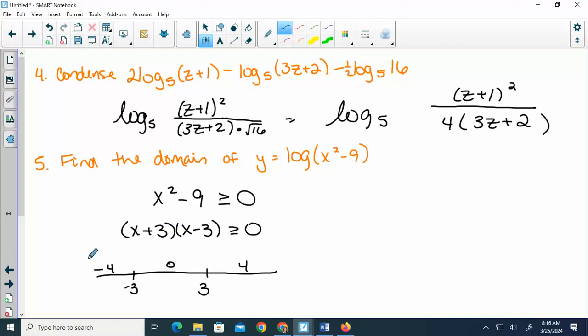And we're putting them in to see if we get a positive or a negative. So if I put in a negative 4, I get a negative times a negative, which is positive. If I put in a 0, I have a positive times a negative, which is negative. Put in 4, positive times positive is positive. Which ones do we want? Negative infinity to negative 3, because it's equal to, that gets a bracket.